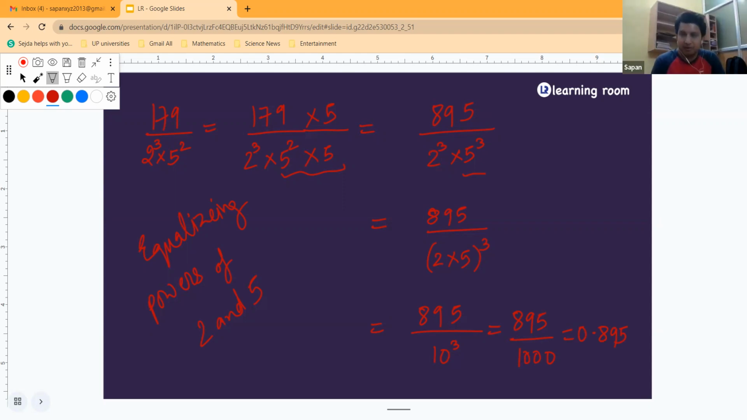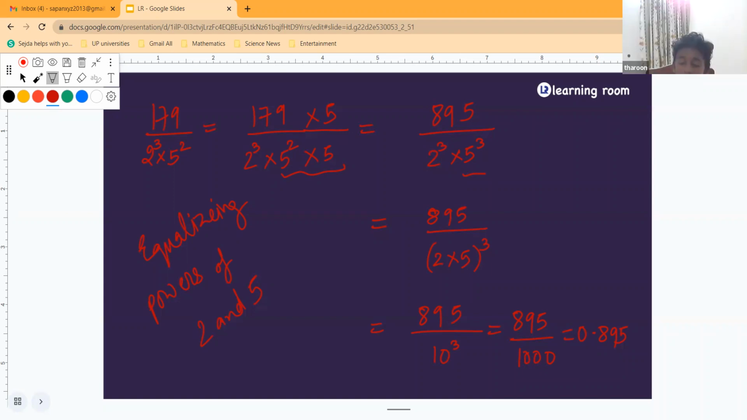Yes, very good. So it is non-terminating. Equalizing. This is a terminating number, because it ends. Yes. Okay.